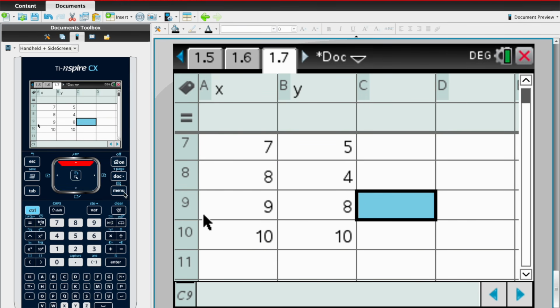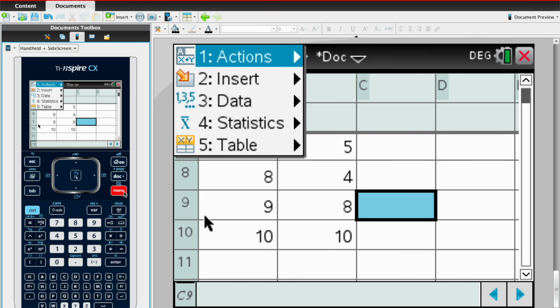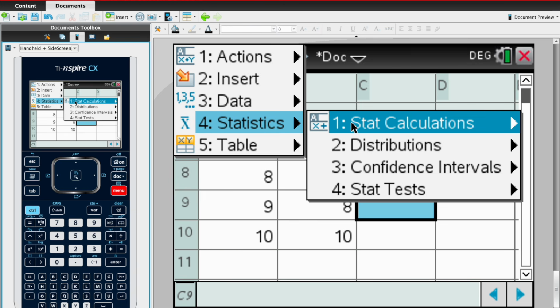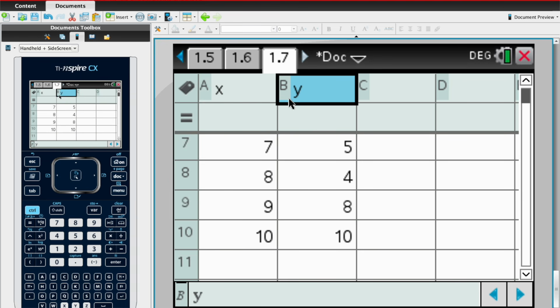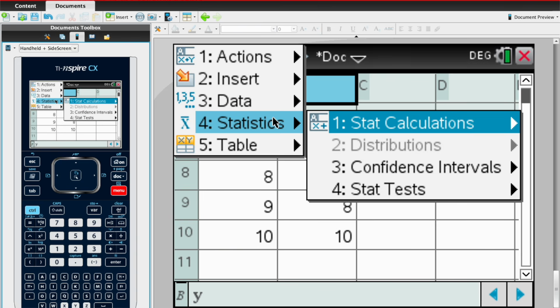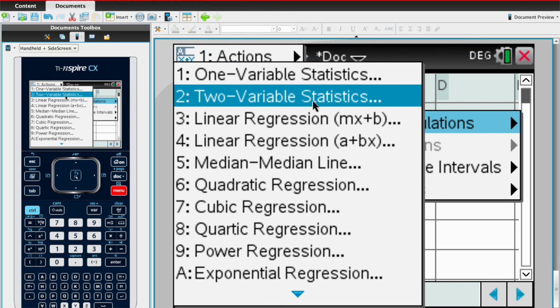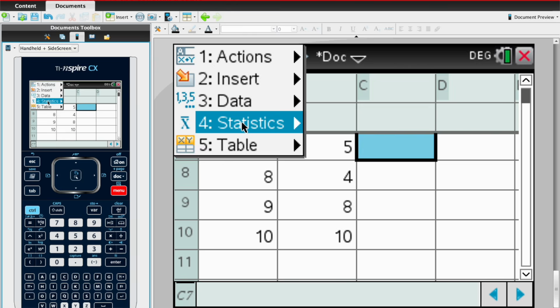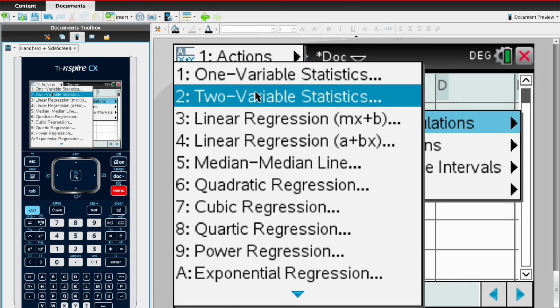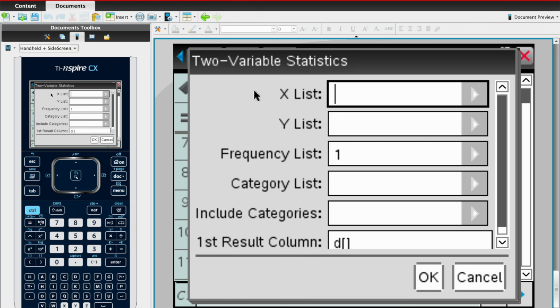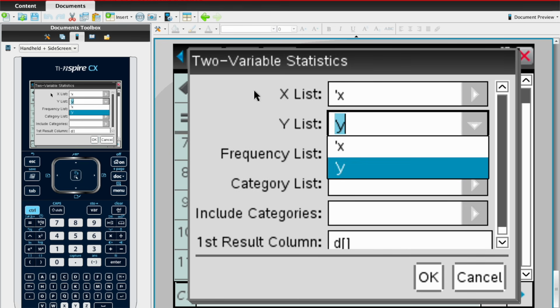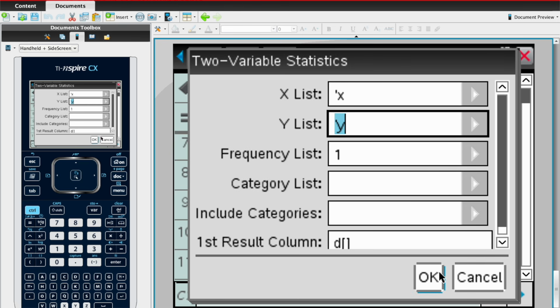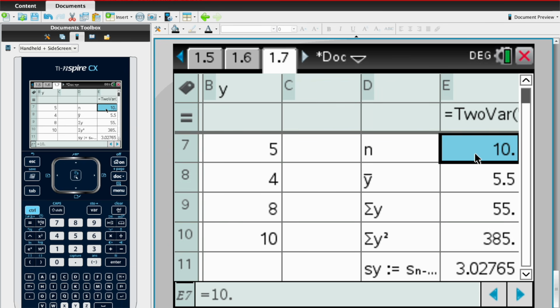So now let's run two variable statistics. We're comparing popularity and position. So menu, statistics, stat calculations, two variable statistics. Went away. Try again. Okay. I think it could be that I'm within this Y. I'm not sure. I'm going to try it once more. Sometimes it can be a little finicky. There we go. X was in the X, Y is within the Y. This is all okay. Let's go down and find R.